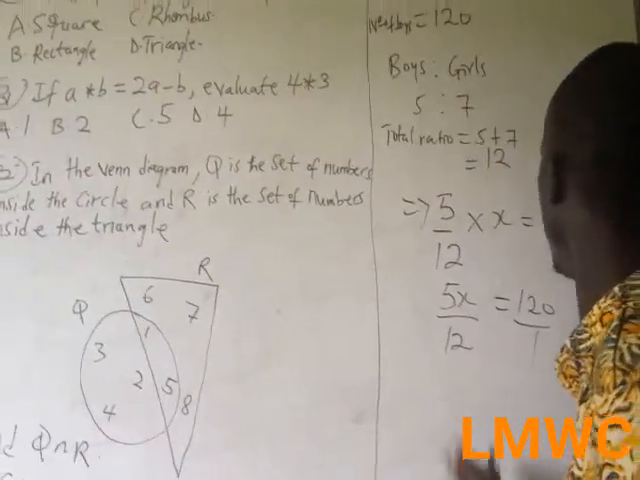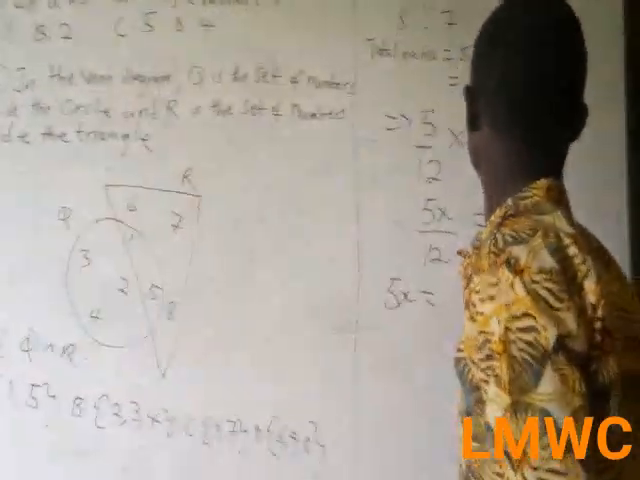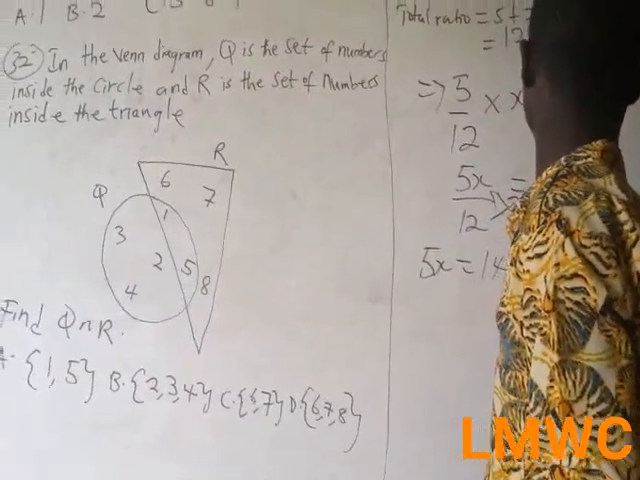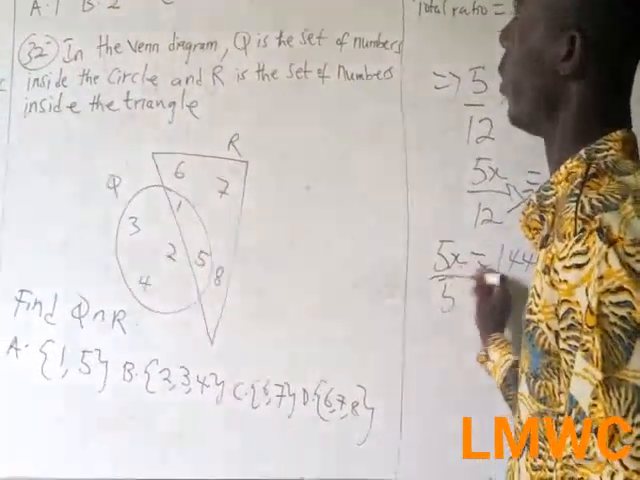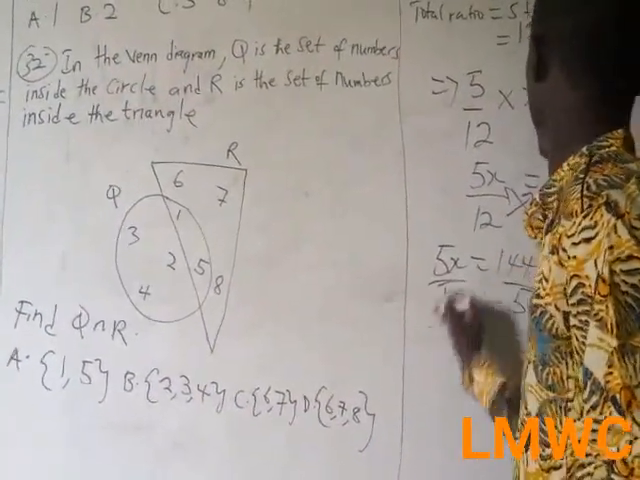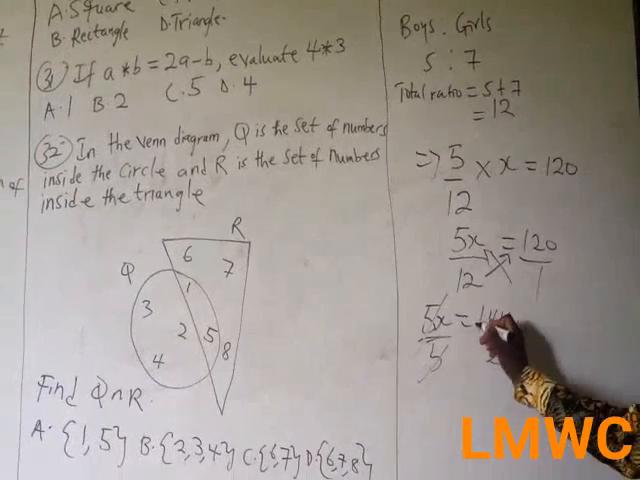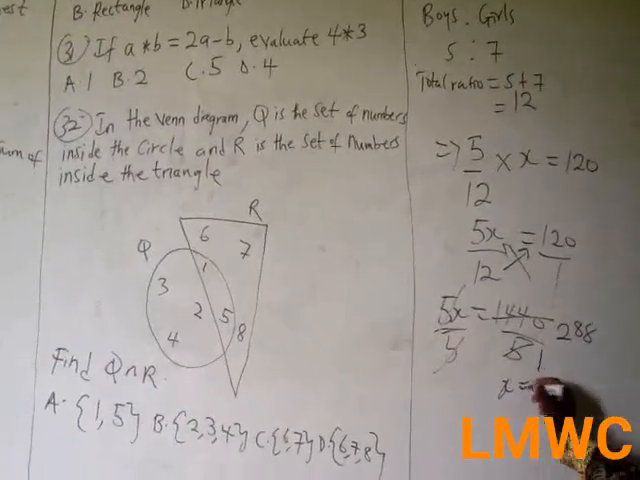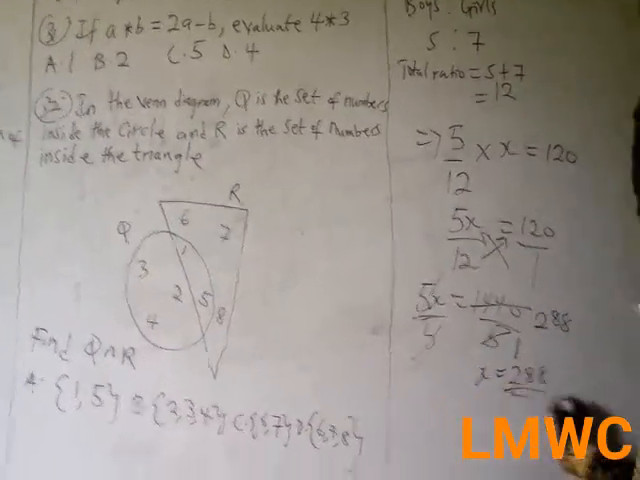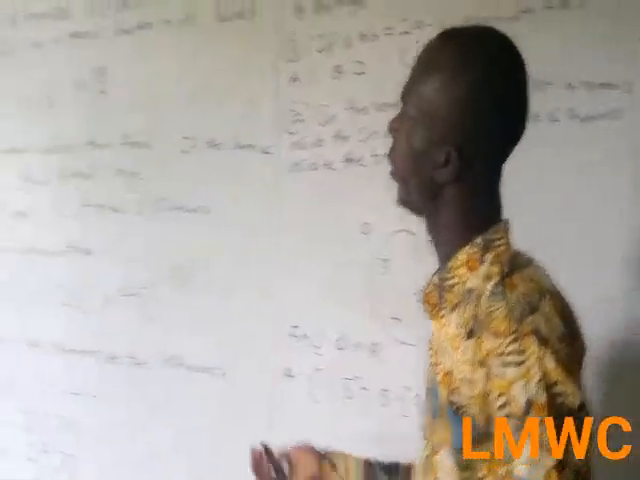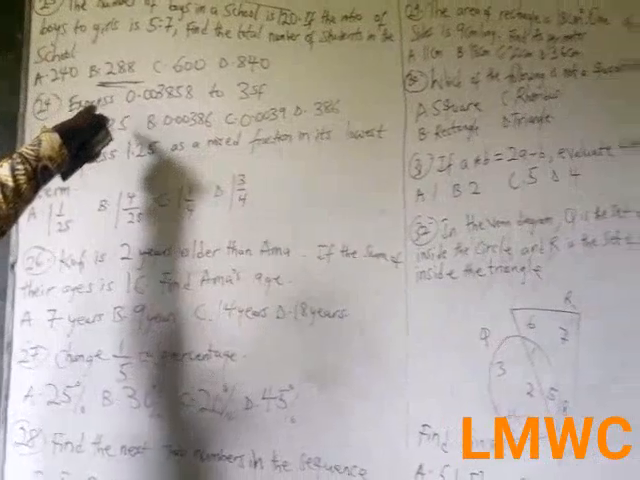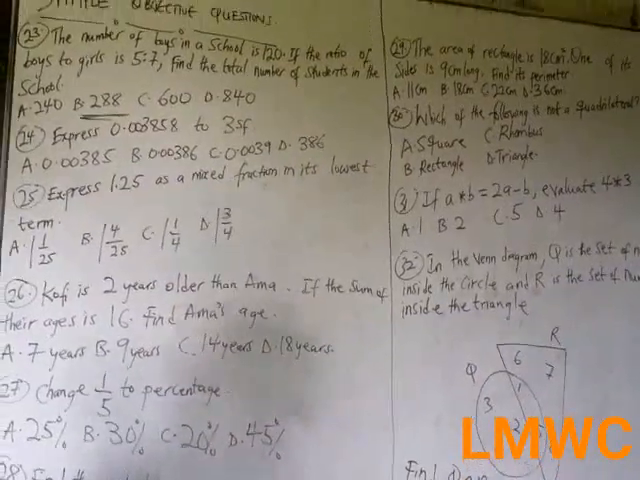So we have something like this. 5x is equal to, cross multiply, 12 times 120, which is 1440. So you divide 1440 by 5. So now 5 goes into this 288. So x is equal to 288. That's the total number of students in the school, 288. So you should use the ratio for boys to calculate the total number of students in the school.